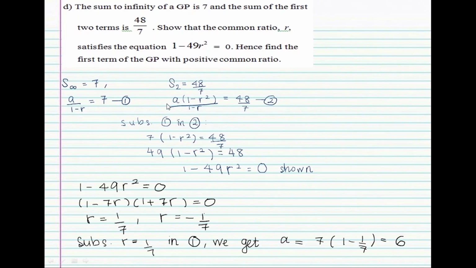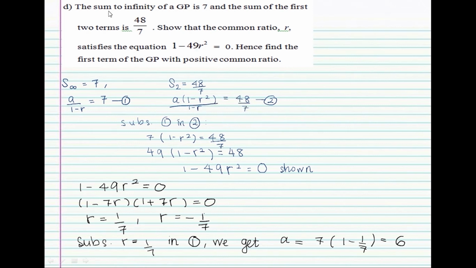Part D, the sum to infinity of a geometric progression is 7, and the sum of the first two terms is 48 over 7. The 48 over 7 is the sum of the first term and the second term, T1 and T2. Or we can simply write it as S2 equals 48 over 7. Show that the common ratio r satisfies the equation 1 minus 49 r squared equals 0. So we have to use this information S2 and compare with the formula of Sn in geometric progression. So this is the formula a times 1 minus r squared over 1 minus r equals 48 over 7.